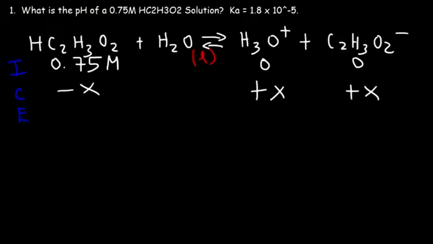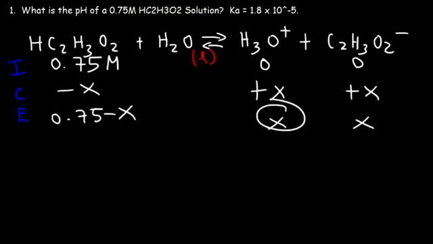Everything else is in the aqueous phase. So as you recall, you can't have any liquids or solids in the equilibrium expression when you're dealing with Ka or Kb or any type of K. So if we add the first two rows, it's going to be X and 0.75 minus X. Now, in order to calculate the pH of the solution, we need to calculate the concentration of H3O+, which we can see is equal to X. So we've got to find the value of X.